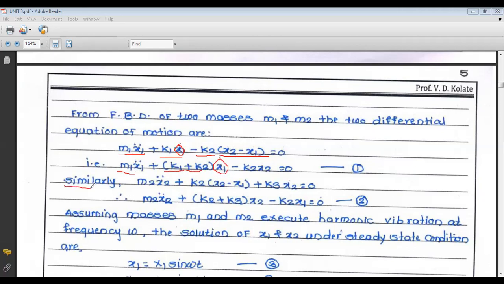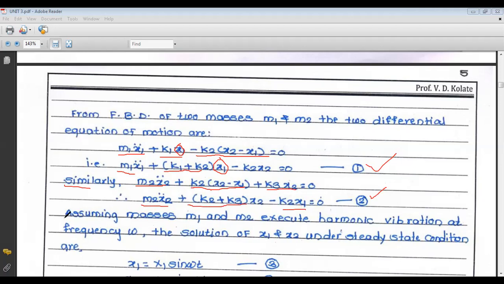Next, similarly, we have the second free body diagram, and from the free body diagram of mass M2, we get M2 x2 double dot plus K2 (x2 minus x1) plus K3 into x2 is equal to 0. So M2 x2 double dot. Now take the common term as x2. So (K2 plus K3) into x2 minus K2 into x1 is equal to 0. So these are equation number 1 and 2. These are the two differential equations for the equations of motion of the system.